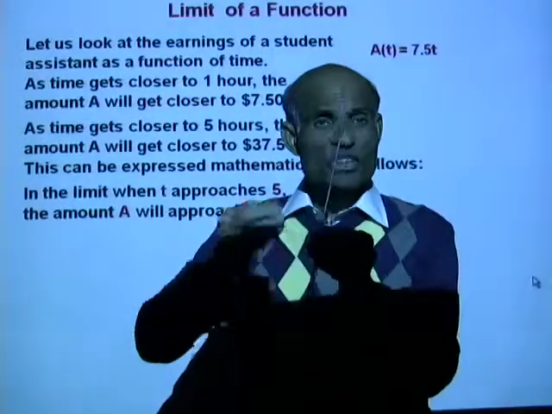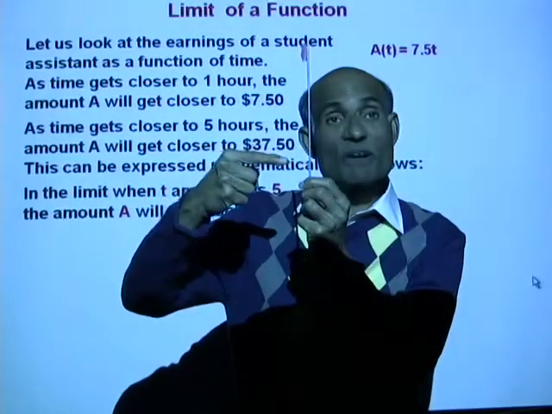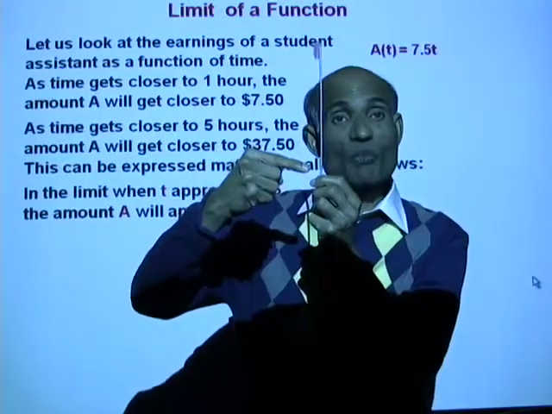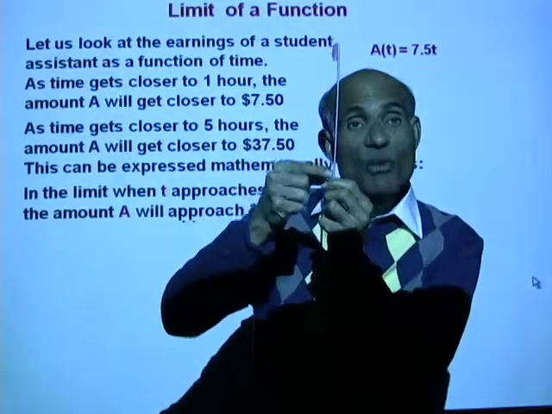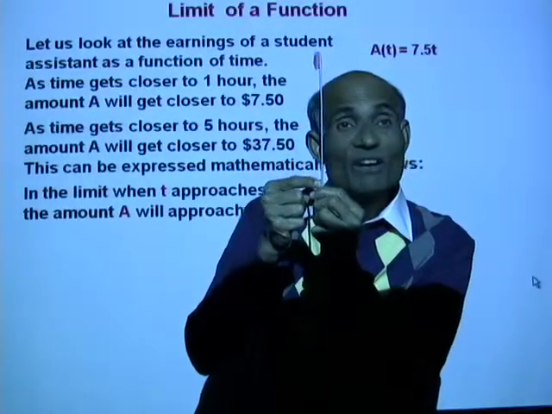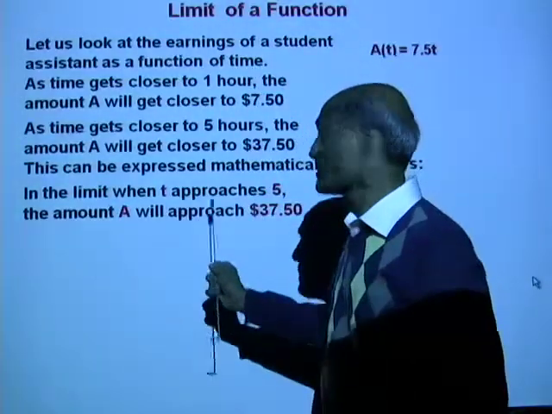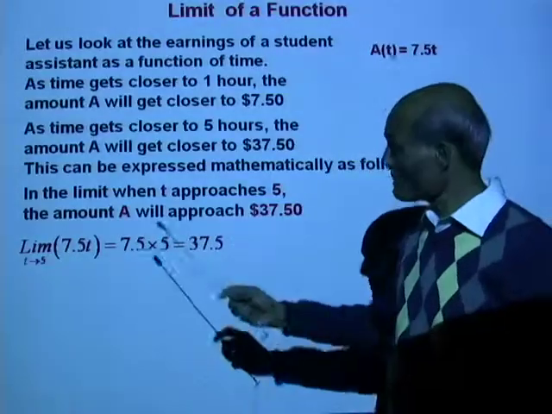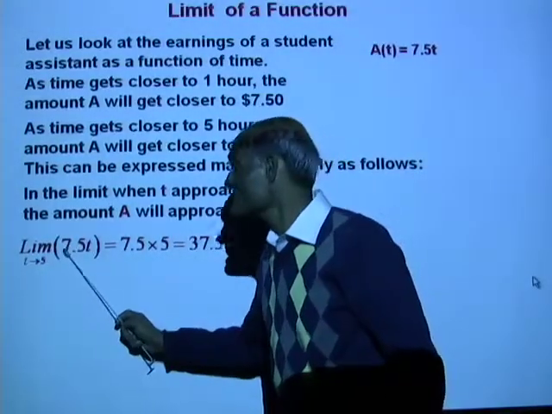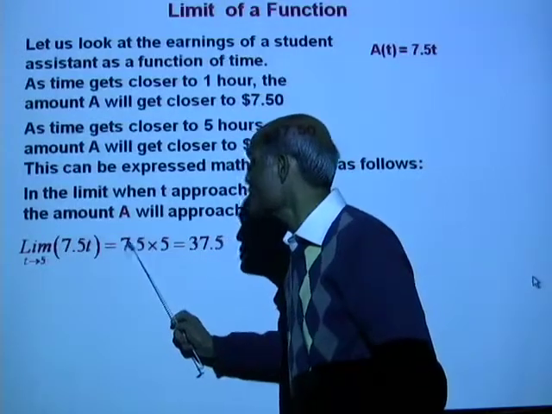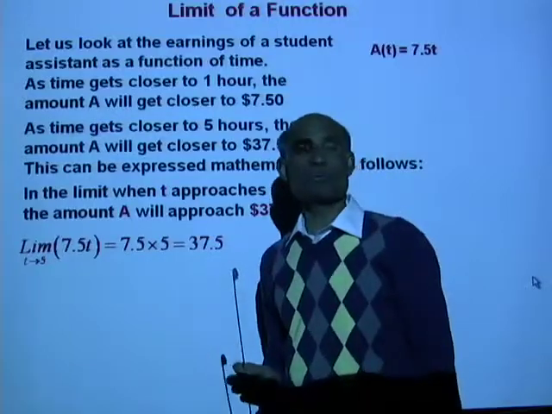Well, you can also think hypothetically as t approaches 5 from the right: 5.1, 5.01, 5.001, and finally t equals 5, it will give you the output 37.5. And we write it like this: limit as t approaches 5 of 7.5t is 7.5 times 5, which is 37.5.